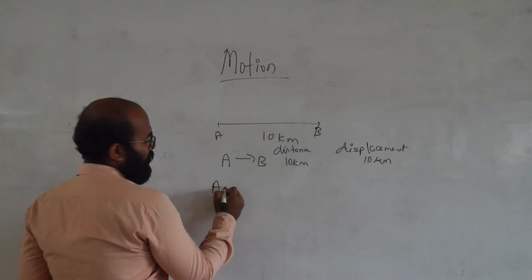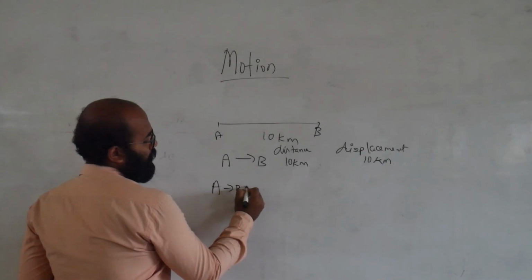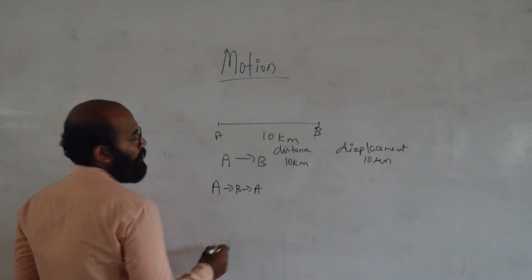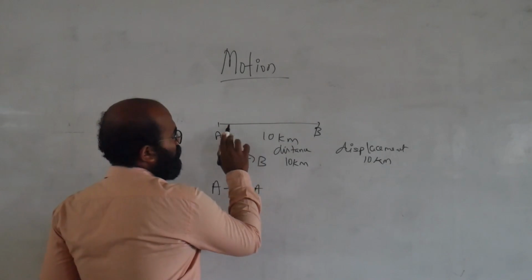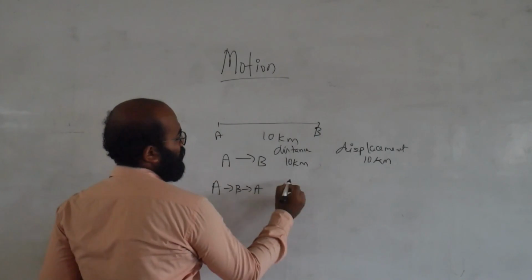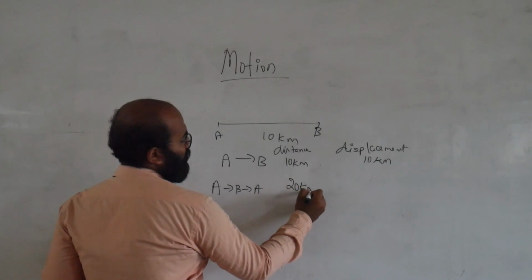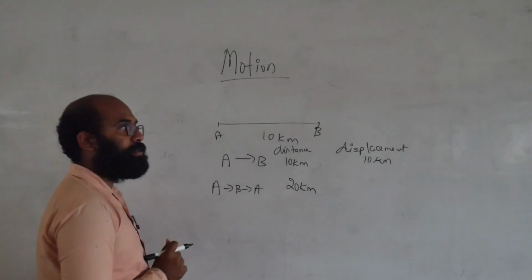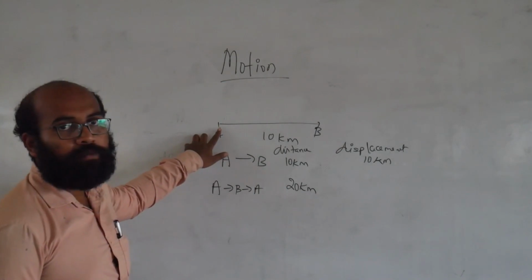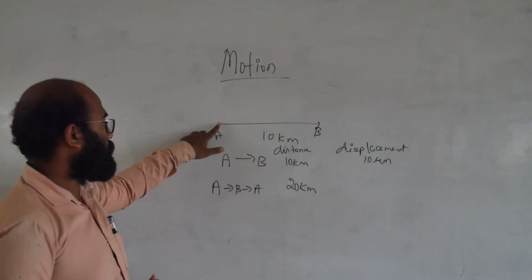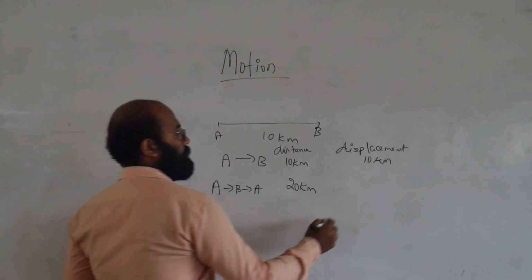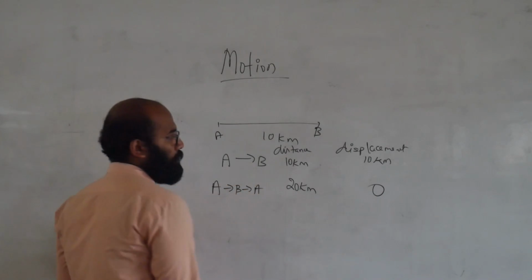Suppose after going from A to B, I come back to A. Then the distance will be 10 plus 10, 20 km. Whereas the displacement, the distance between the initial point and the final point, since both are the same, the displacement will be 0.